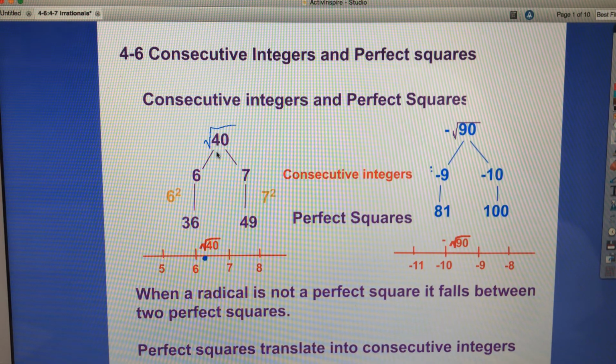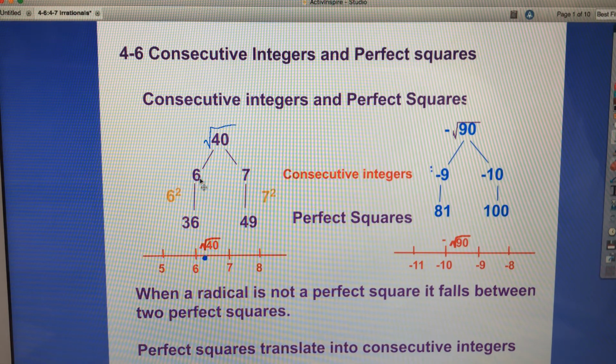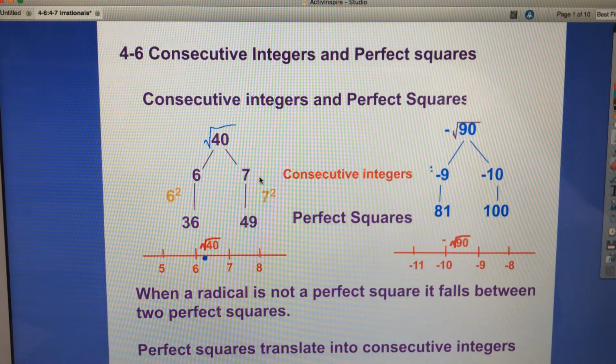Well, I know it because 40 falls between which two perfect squares? 36 and 49 are perfect squares because I've memorized those. And I know the square root of 36 is 6, the square root of 49 is 7, so therefore the square root of 40 falls between 6 and 7. If I'm using a calculator, I am just putting 40 square root key in, and I get 6 point decimals. That means my integer is the whole number, 6. And the next one in consecutive order, 7.